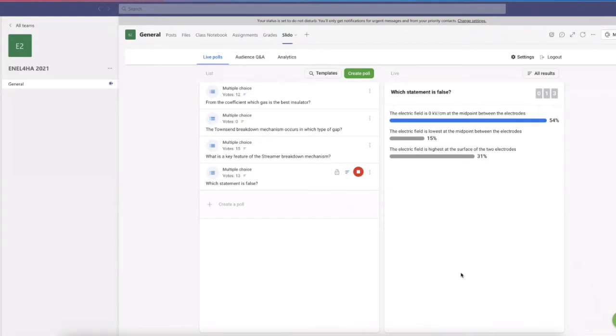The electric field is 0 kV per centimeter at the midpoint between the electrodes. The electric field is lowest at the midpoint between the electrodes. The electric field is highest at the surface of the two electrodes. So let's just quickly go back to the other screen and we can talk about some of it.